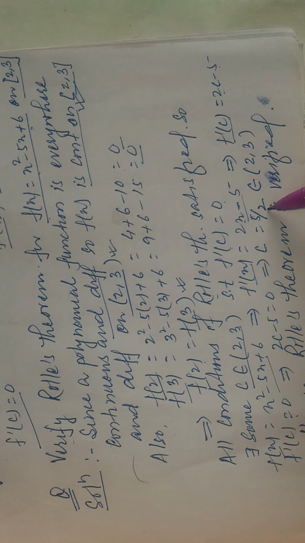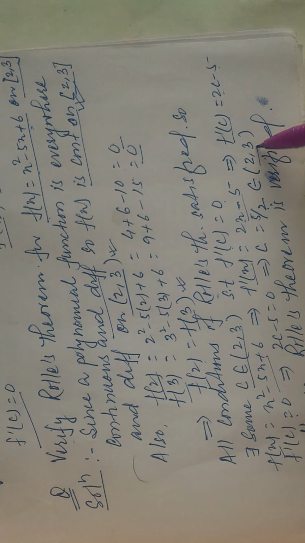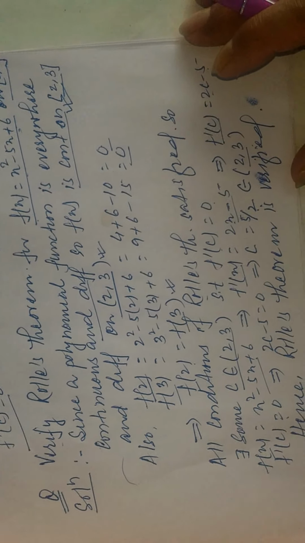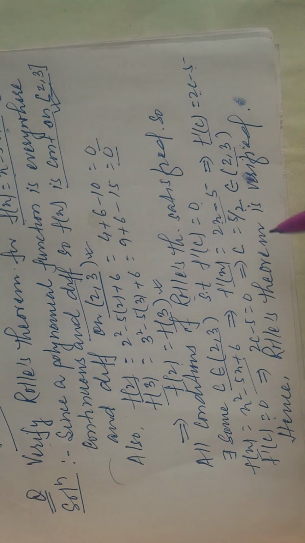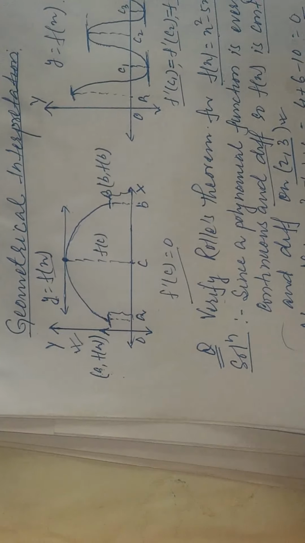Now we'll see whether this c belongs to the open interval 2 to 3 or not. So we find that it belongs. So it belongs, and now we say Rolle's theorem is verified. So this is how we verify Rolle's theorem. Now let us take another question. Verify Rolle's theorem. The question is here.